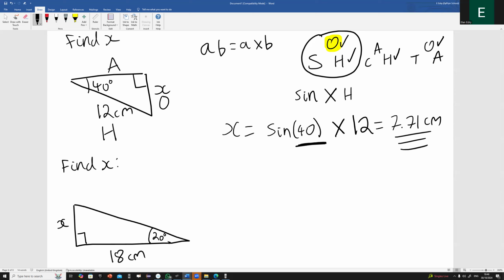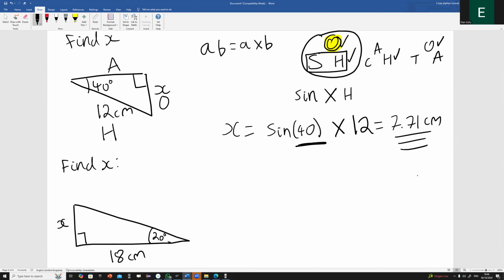That's a really good question, Amelia. The reason it is times, very good question, is because if I cover up the O, the S and the H are next to each other. It's not that one is on top of the other. So I'm actually going to illustrate that in the next one as well. Okay, that's a really good question.